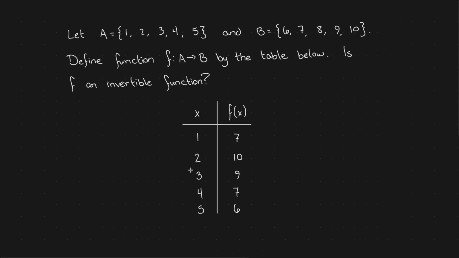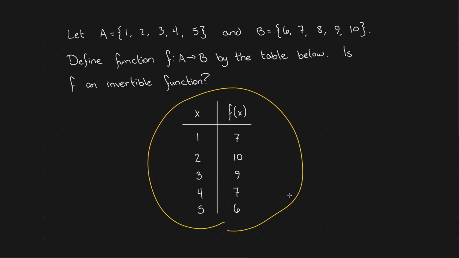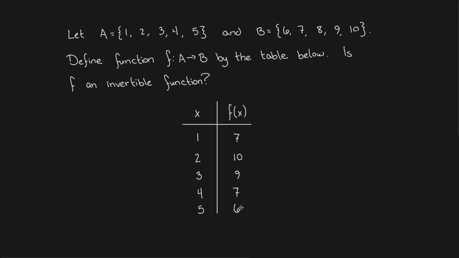Okay, so let's take a look at a very simple example here. So I have two sets. I have set A, which is just the set of numbers 1 through 5, and I have set B, which is numbers 6 through 10. Now, function f maps set A into set B according to this table. Okay, this is the rule. We want to determine if f is an invertible function.